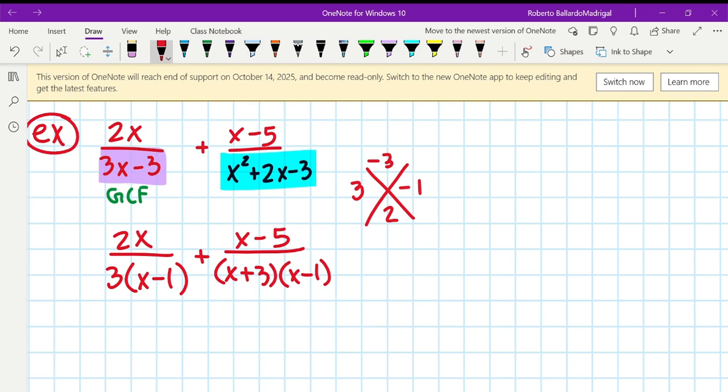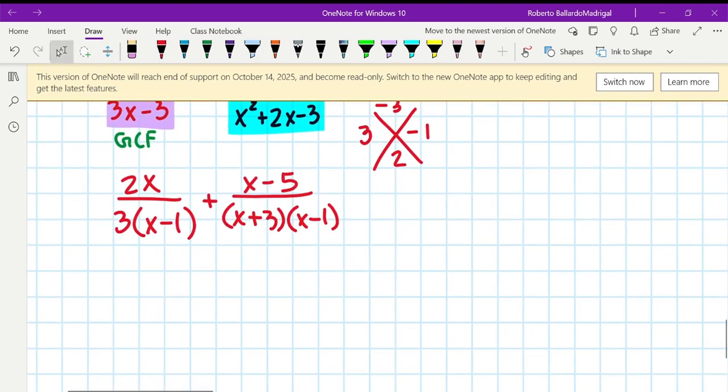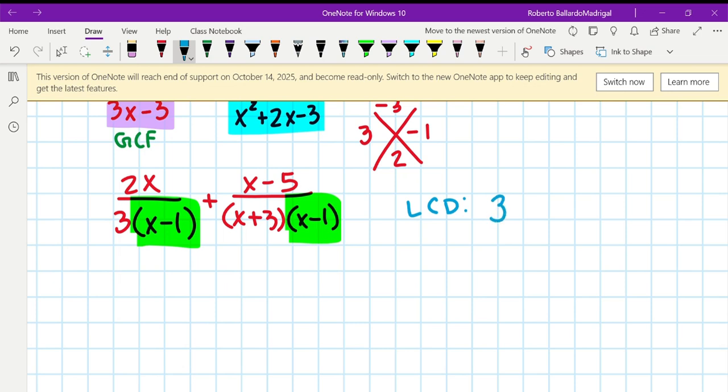Okay, so now we can find the LCD based on our denominators. You can tell that we already have something in common. We have this in common between both denominators. So we're going to make a blend of all three things. The LCD will be a blend of all three terms. First, we need to make sure there's a 3 in our new LCD because it's in one of the fractions. We already have the x minus 1, so we'll keep that. And then the second fraction has an x plus 3. We're going to include that as well. So this is our new LCD.